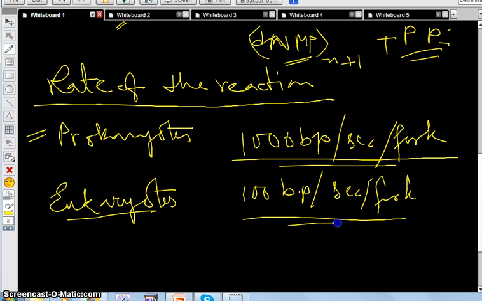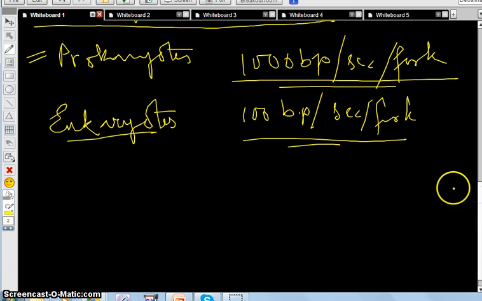So for that reason the fork movement cannot be that much faster. Okay. So now we have come to the end of this replication. And before I go to the terminal reaction of the replication, I would like to talk about the removal of the RNA primers.